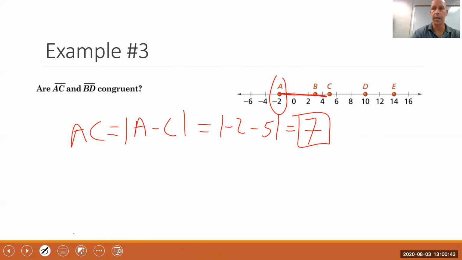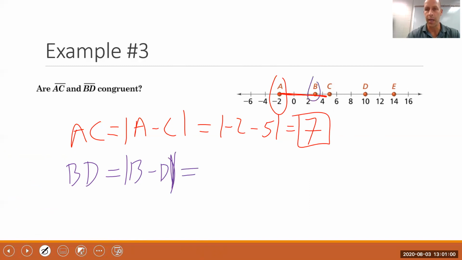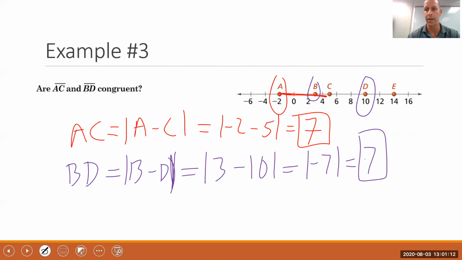Now let's go ahead and figure out the next guy, which is BD. Now look, I'm not writing the segment symbol on the top there because I'm actually finding the measure of it, the distance. Okay, so here we're going to do B minus D. Oops, vertical bar, absolute value. B looks like it's at 3, and D is at 10. So that's going to be the absolute value of negative 7, which is 7 again. So I would say, therefore, that AC with a segment symbol is congruent to BD.